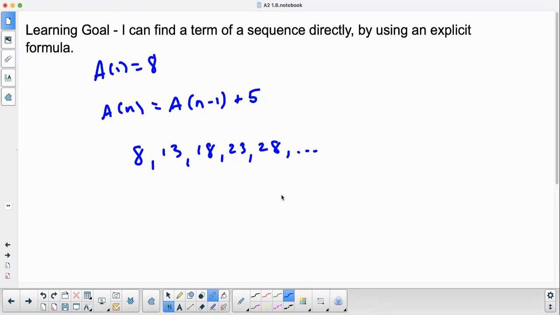And that's all good, but the problem is, what if I said find the 100th term? What if I said find a of 100? Okay, this recursive formula is not a good tool to use here because we basically have to count out 100 terms, which is kind of annoying. There's got to be a better way to do it. So we're going to use what's called an explicit formula today, which will allow me to just plug in the number 100 and boom, we could find that term.